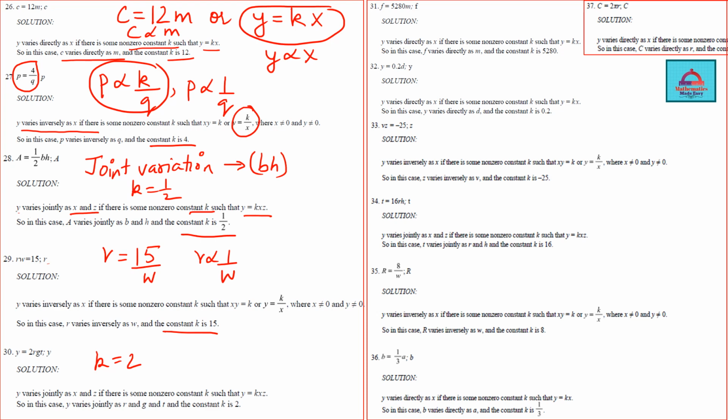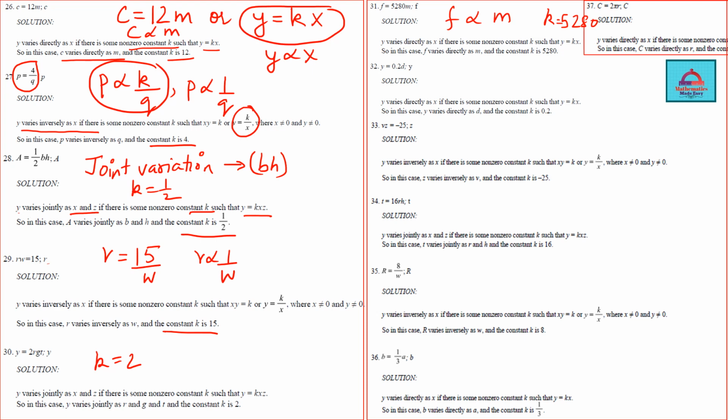Similarly, question 31 is a question on direct variation. You have to say for the variable f. You can see f is directly related to m. The value of k is 5280. Okay. Again, then y is directly related to d.